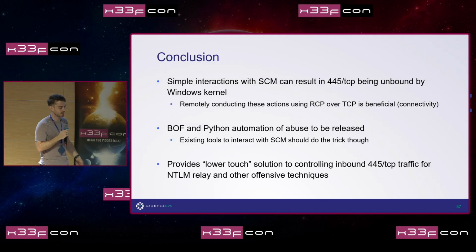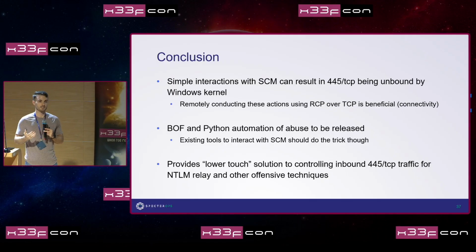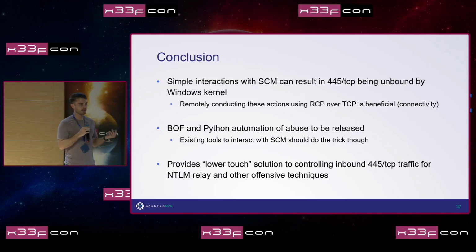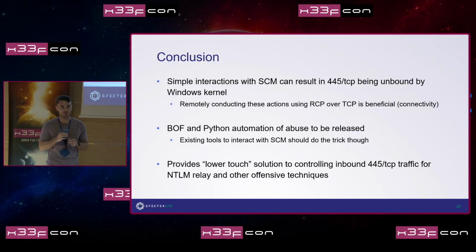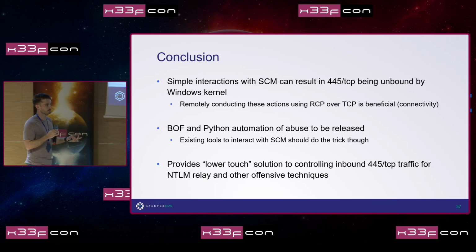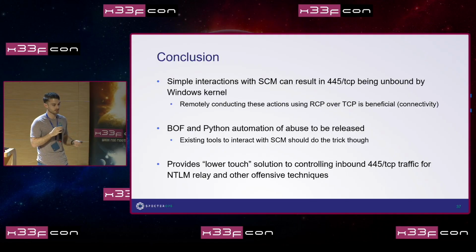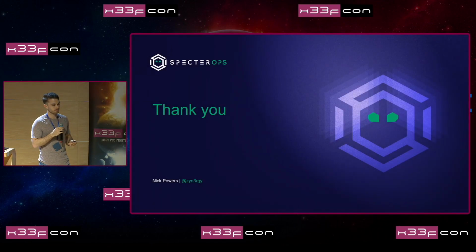And ultimately, my hope is that this provides a lower touch solution to control inbound 445 TCP traffic that will make it easier to conduct NTLM relays over C2. I again am biased. I've talked a lot about NTLM relays, but there's a slew of offensive techniques where having control over inbound 445 traffic would be relevant. So NTLM relays is what I am preferential to, but hopefully this will help in more situations than just relays. And that's it.